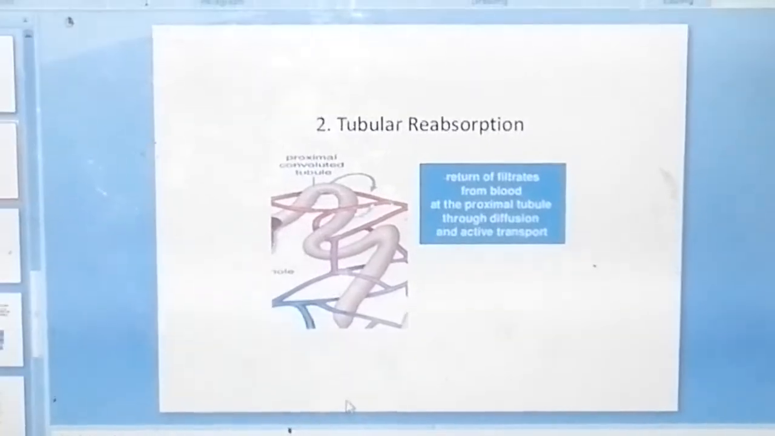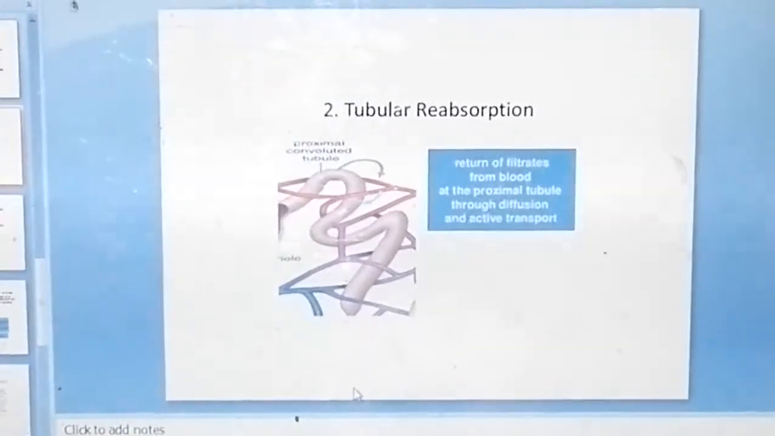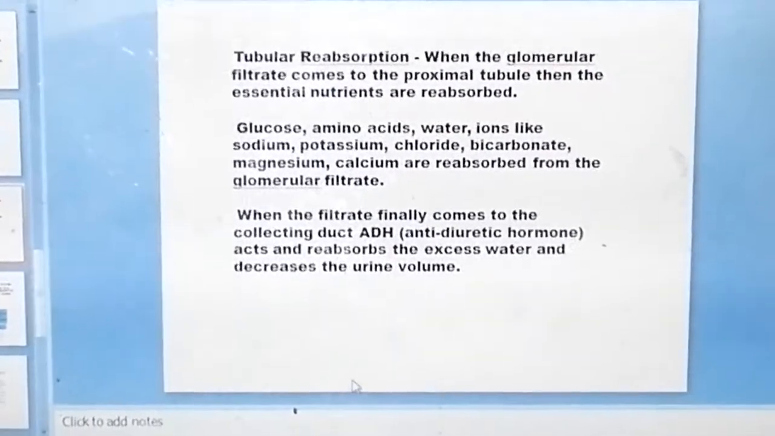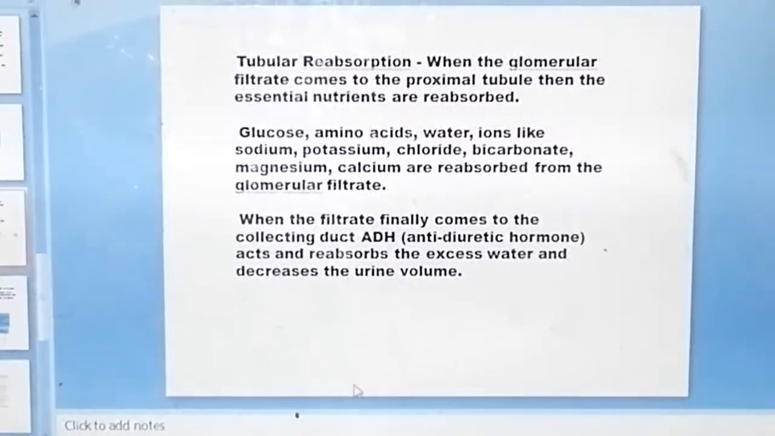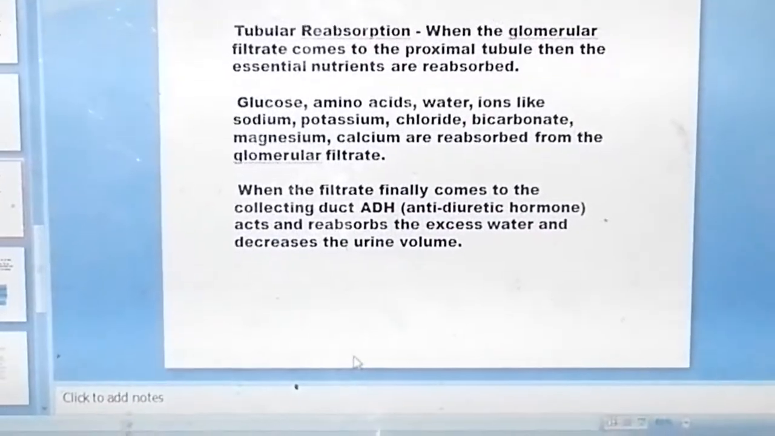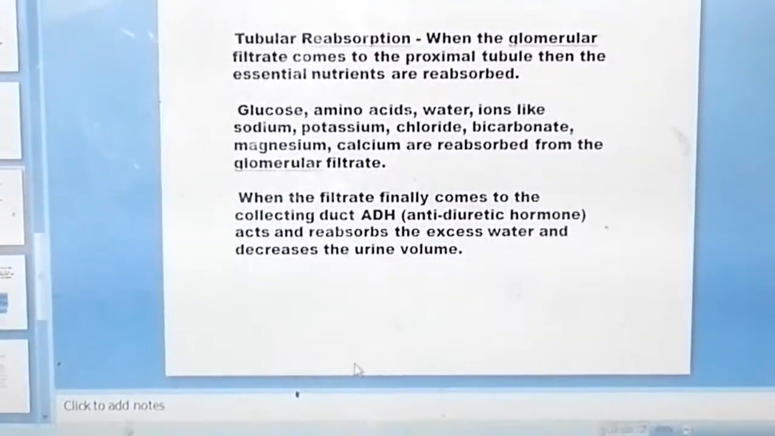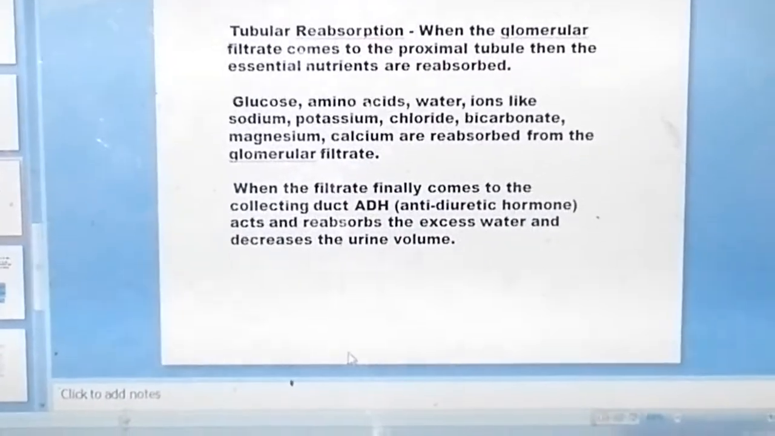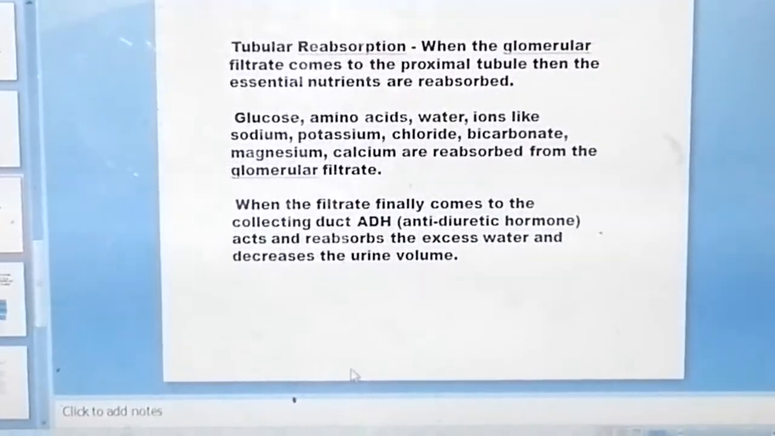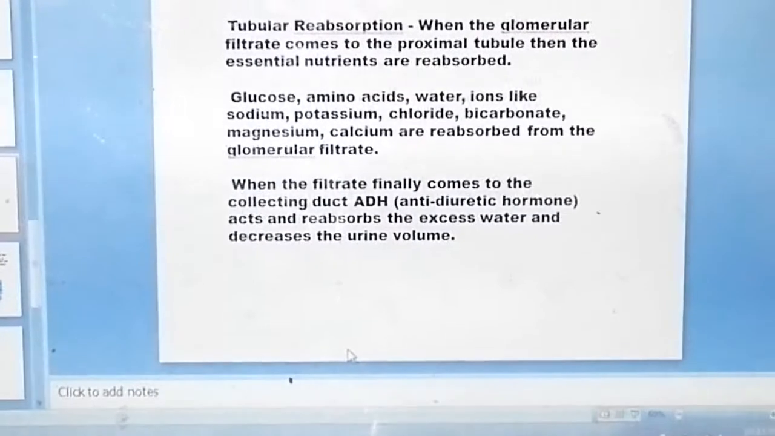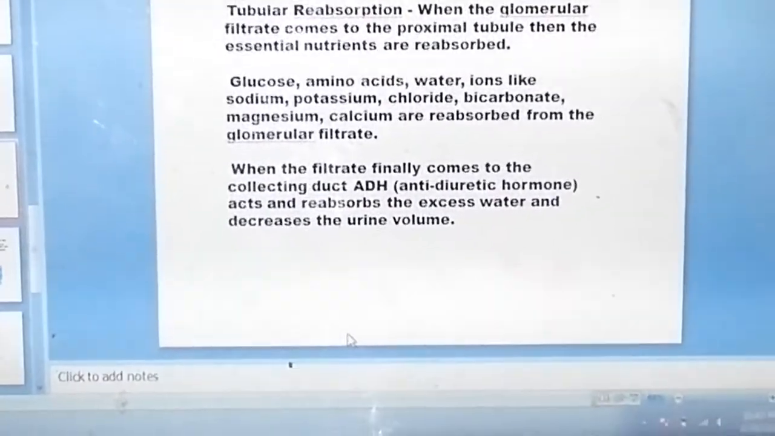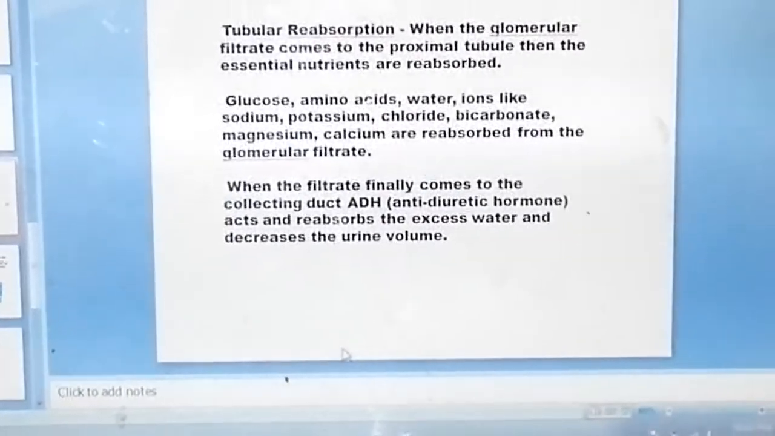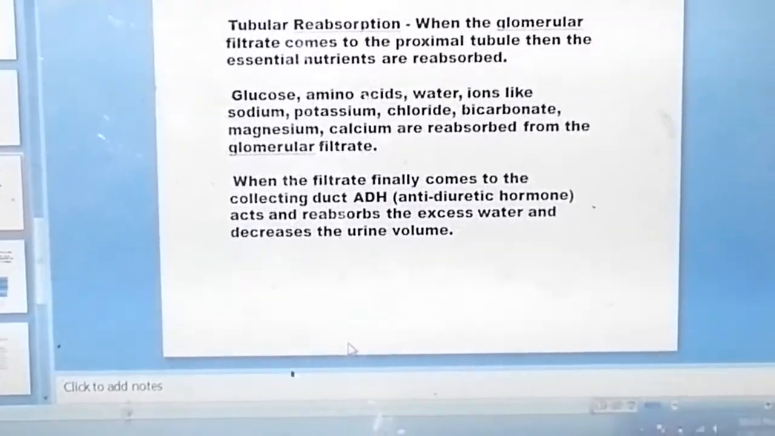In the proximal convoluted tubule, reabsorption occurs. When the glomerular filtrate comes to the proximal tubule, then the essential nutrients are absorbed. What are the nutrients that are absorbed? They are glucose, amino acids, water, and ions like sodium, potassium, chloride, bicarbonate, magnesium, calcium. They are absorbed from the glomerular filtrate. Means these are the essential ions.